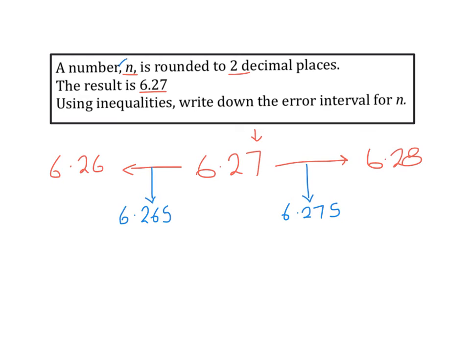So I'm using n because it told me to. And my number is going to be anywhere between 6.265 and 6.275, but it can't be equal to 6.275 because that would round up to 6.28. It can be equal to 6.265. And again, this bit here would be my lower bound, and this bit here would be my upper bound.